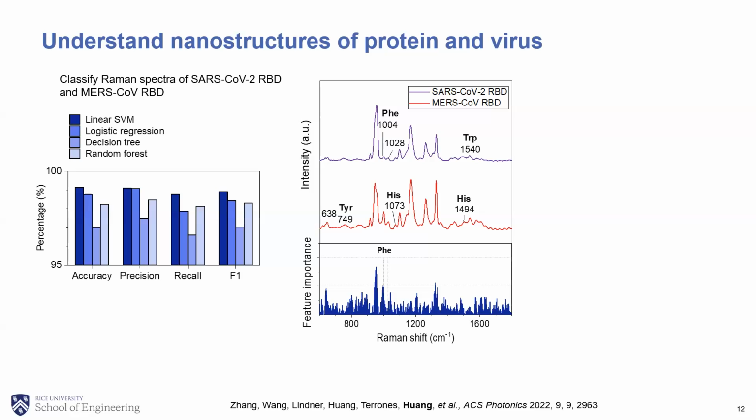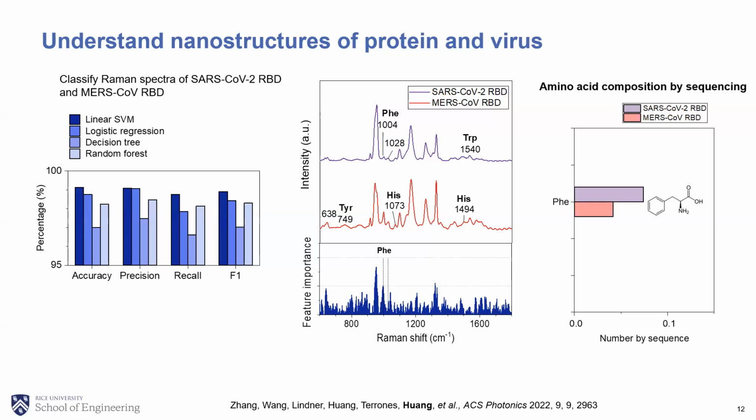For example, if you look at these peaks, this corresponds to an amino acid called phenylalanine. It has peaks for phenylalanine. That means the composition of phenylalanine in SARS and MERS RBDs is very different. If we want to confirm this, we can look at the protein sequencing result. So next slide.